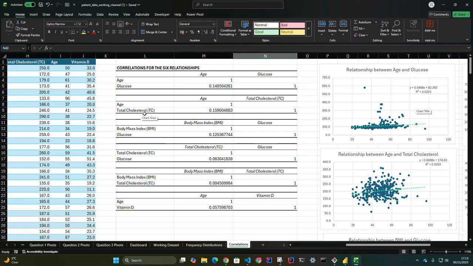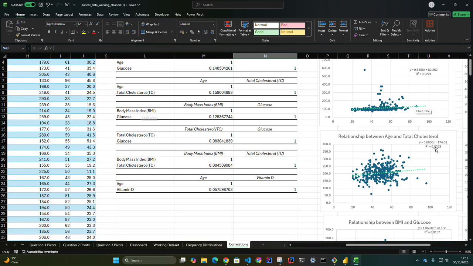The second one I'm going to talk about is age and total cholesterol. You can see that it's also another weak correlation at about 0.159. The R squared value is about 0.025, so it would suggest that age only accounts for about 2.5% of cholesterol variation. So as cholesterol rises, it only rises a little bit with age. As you can see on the scatter plot and the trend line, it's a small increase.